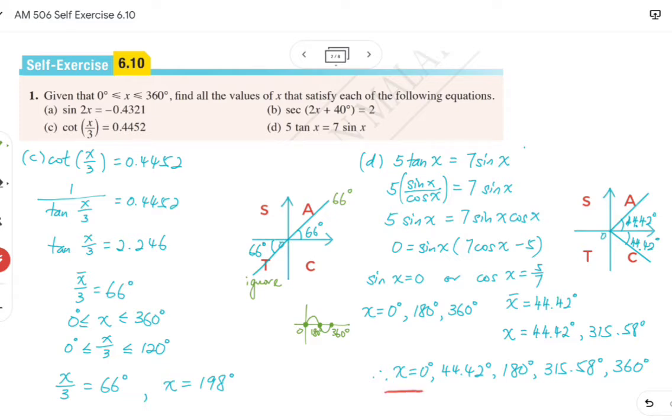Therefore, combine all the 5 angles and arrange them in ascending order. So these are the angles that we get.